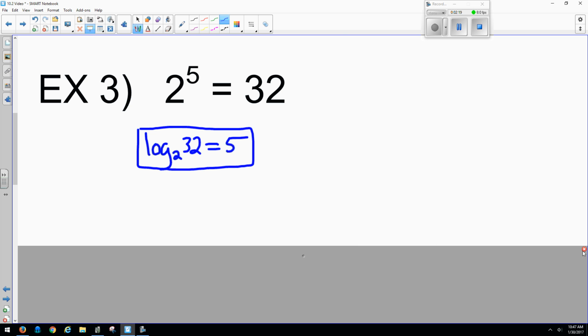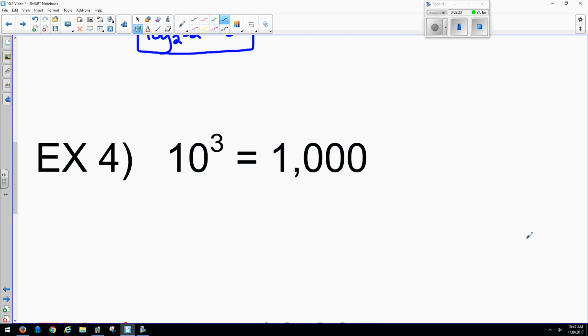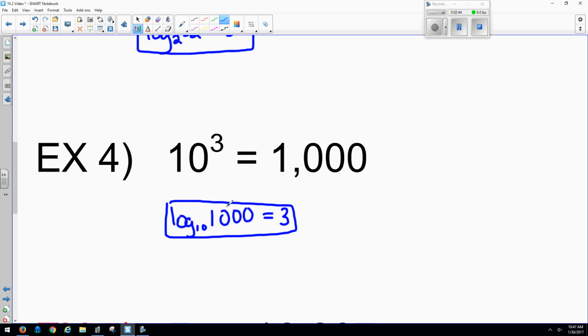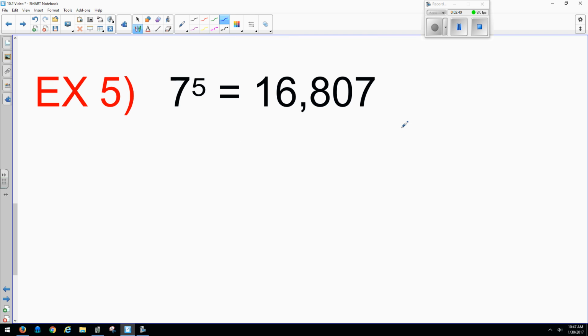So we're just going to keep practicing a little bit how to go back and forth. So for this one, as we can see, the base is 10, the exponent is 3, 1,000 is our result. So this is going to be log base 10 of 1,000 equals the exponent, which is 3. So here's one for you to try, just rewriting it in logarithmic form, going from exponential to logarithmic. Go ahead and pause it.